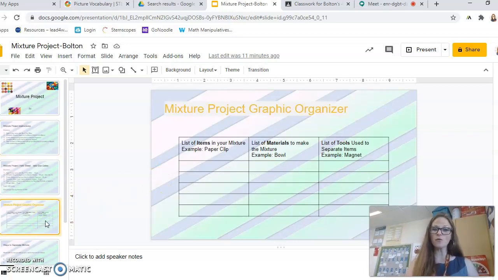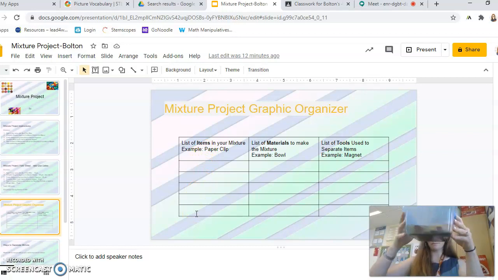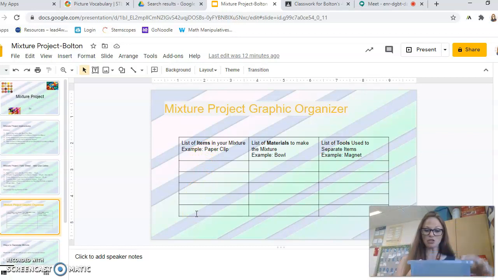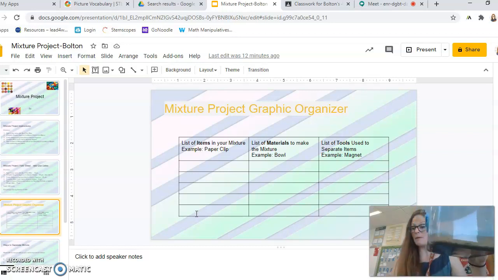When you come to slide 4, here's your mixture project graphic organizer. You are making a mixture. You're going to put the items in your mixture in this column. Let me share with you my mixture. Here's my mixture. I don't know if y'all can see it very well. In my mixture, I have some dice. I have some little chips. I have some paper clips. I also, it's kind of transparent, but I have water and sand. So I included those objects in my mixture as well.